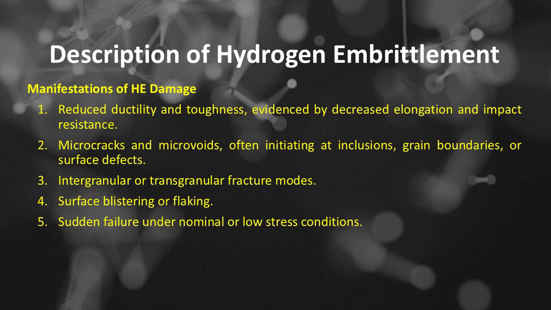Manifestations of heat damage include, number 1, reduced ductility and toughness, evidenced by decreased elongation and impact resistance. Number 2, microcracks and microvoids, often initiating at inclusions, grain boundaries, or surface defects. Number 3, intergranular or transgranular fracture modes. Number 4, surface blistering or flaking. Number 5, sudden failure under nominal or low stress conditions.